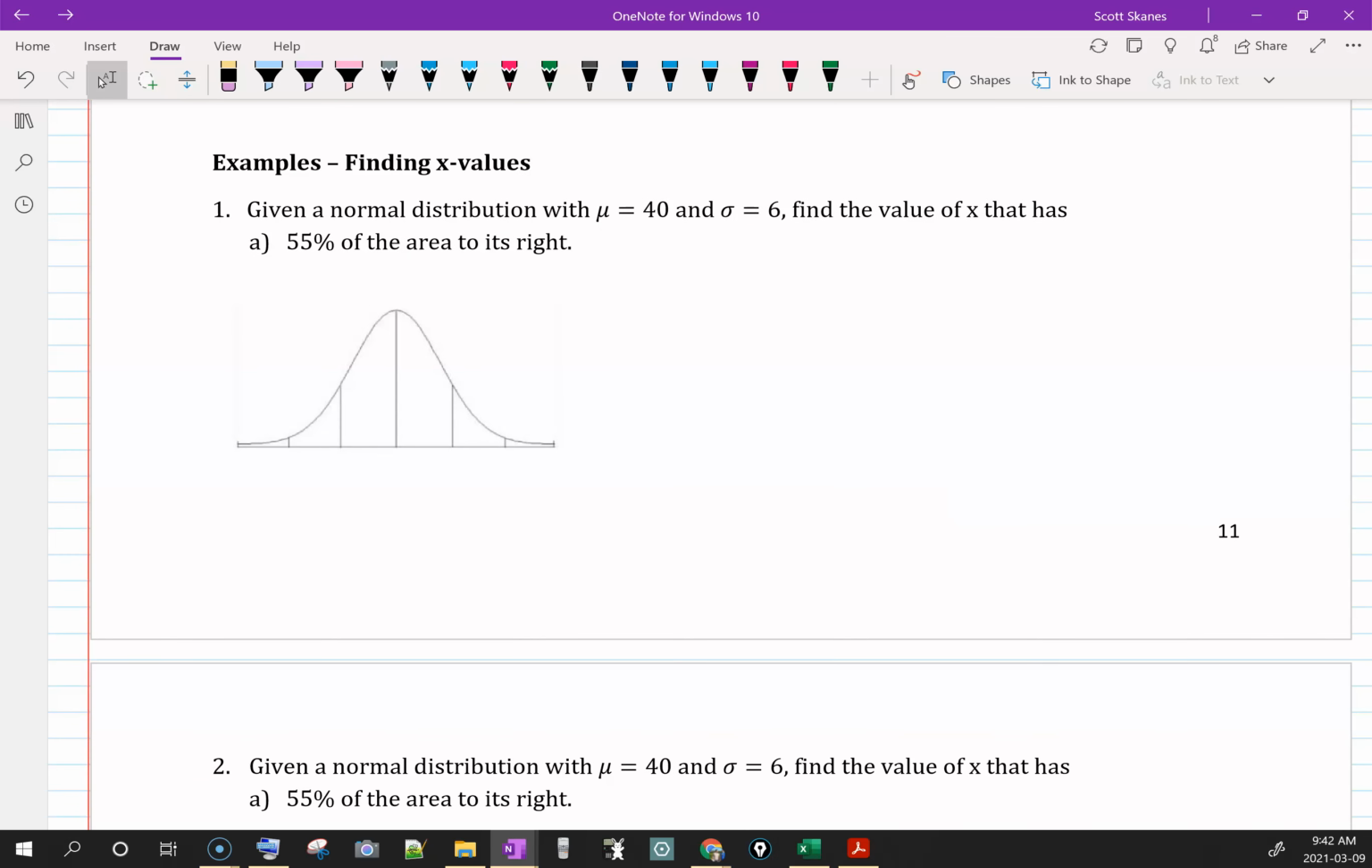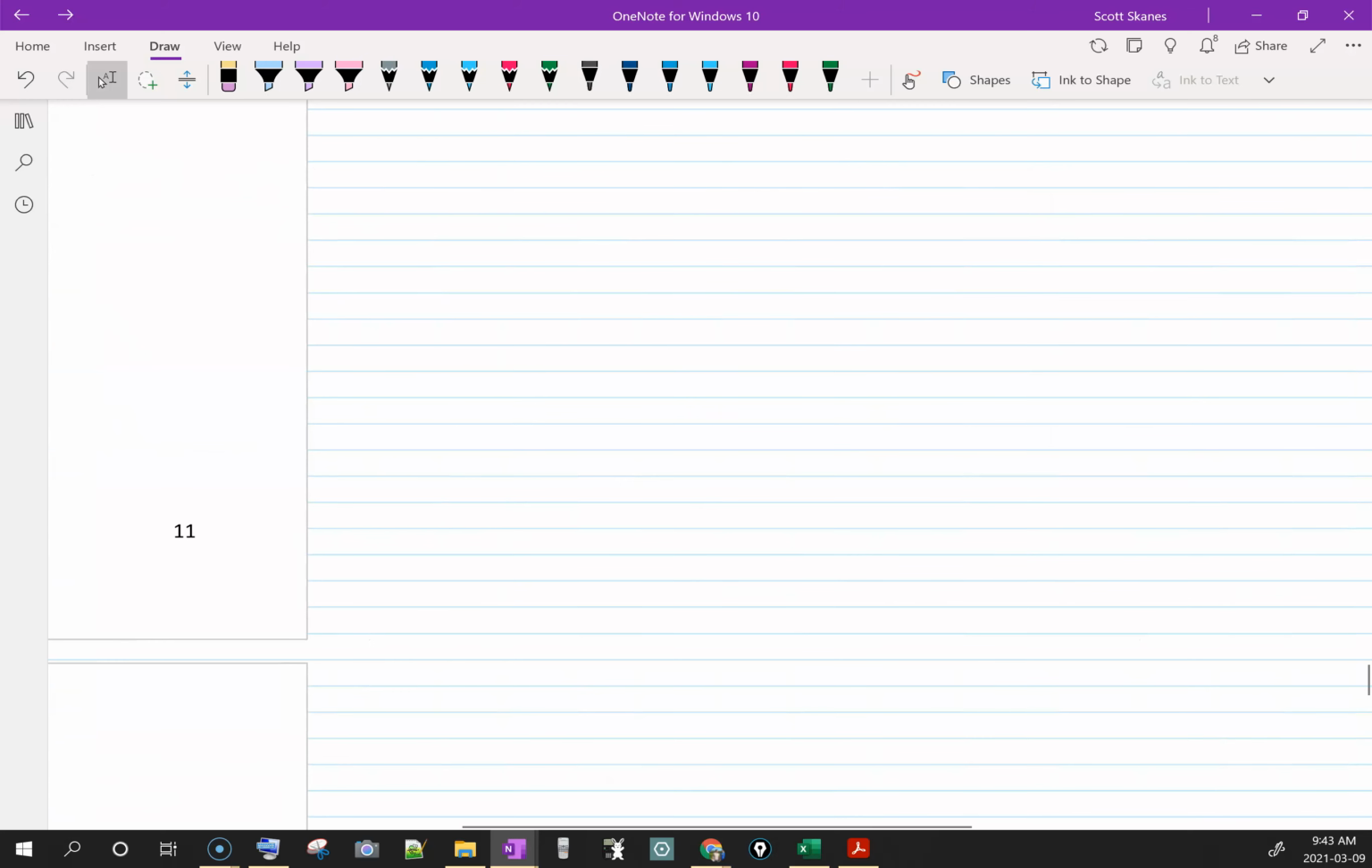The last topic in this unit is to find X values. So we're finding X values given probabilities. So let me be clear here. Let me make a little side note here.